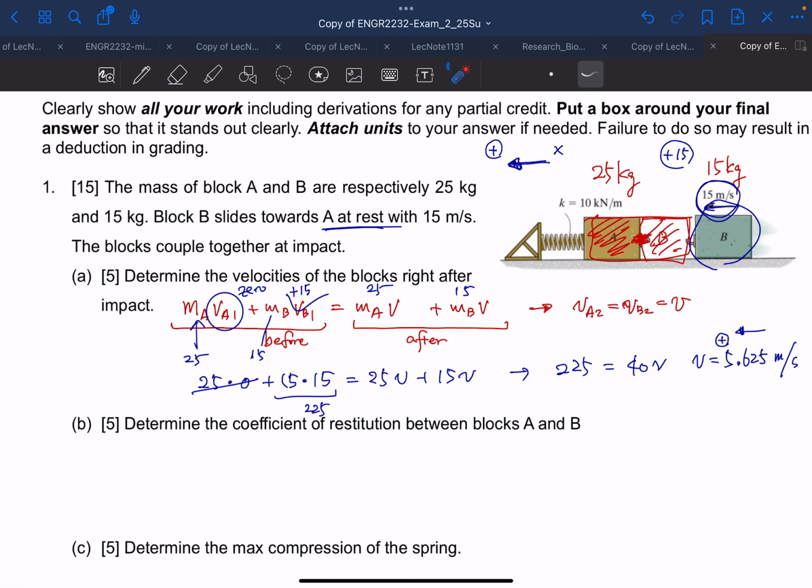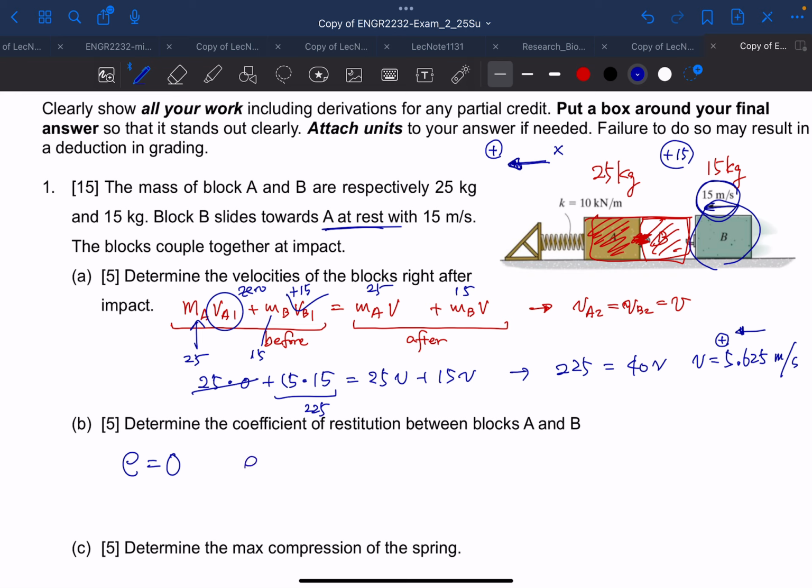Okay, then the next one, determine the coefficient of restitution between blocks A and B. This one, I consider this almost like a bonus problem, and you really don't need to do any math. It's just basically zero, because that's a plastic impact. You have both of those colliding and become a single particle, then there's no separation velocity between them, right? So it's just basically zero.